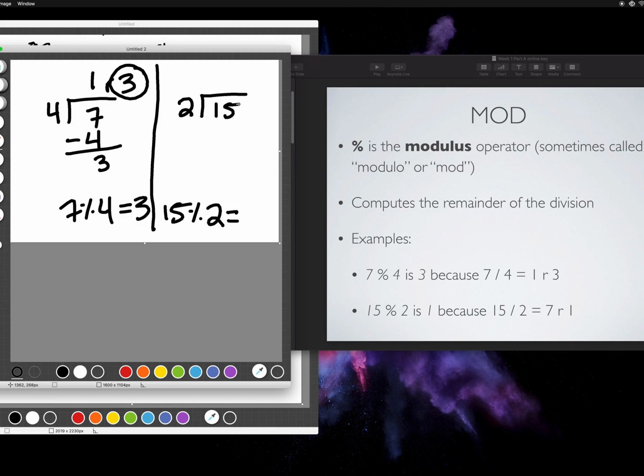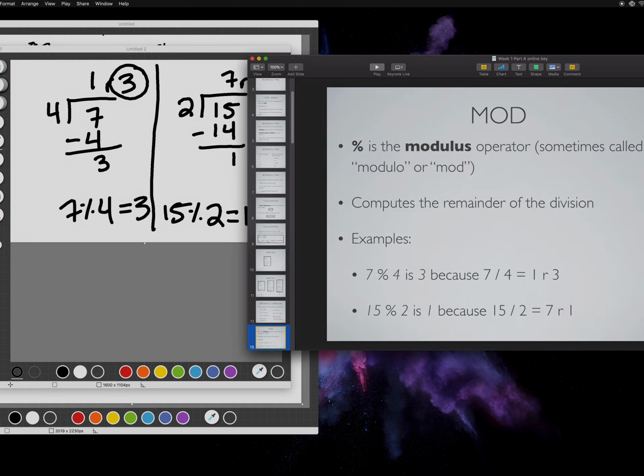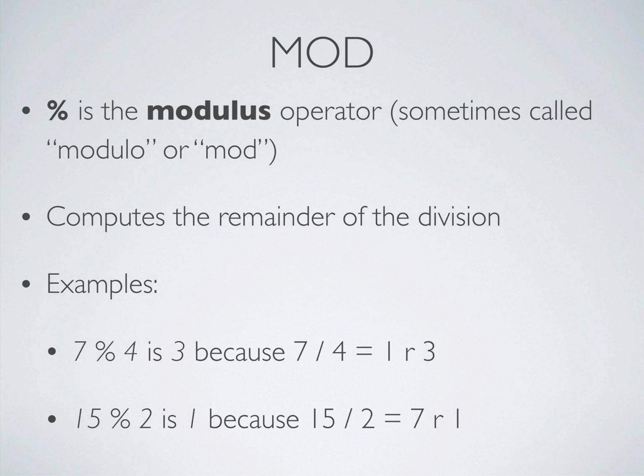7 times 2 is 14, so we have 1 left over. 2 does not go into 1. That means the result of this long division is 7 remainder 1, which means 15 mod 2 is going to be 1. So that's how the modulus operator works. If I ever say mod, that's just shorthand for modulus. And in Python, we represent this with the percent sign.